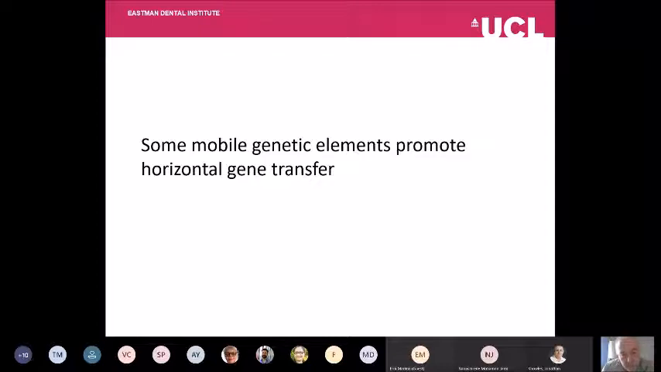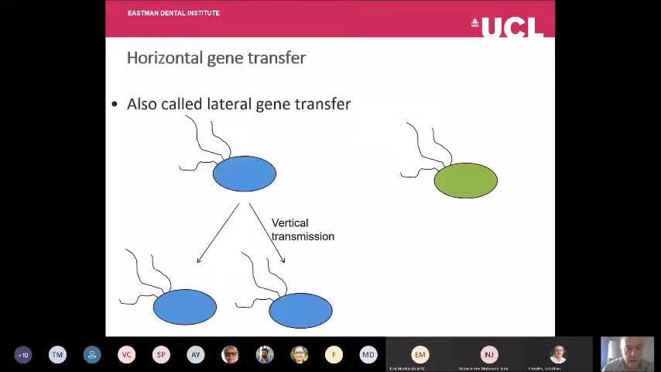And as I was intimating there, some mobile genetic elements can themselves promote horizontal gene transfer. So what is horizontal gene transfer? Also called lateral gene transfer. Vertical transmission is when a bacterial cell, shown here, divides and passes its genetic information on to its two daughter cells. This happens when cells divide and pass on. But horizontal gene transfer is when you get transmission in one direction from a donor bacterial cell to a recipient. And this is probably very important for bacteria. It's probably at least as important as vertical transmission.